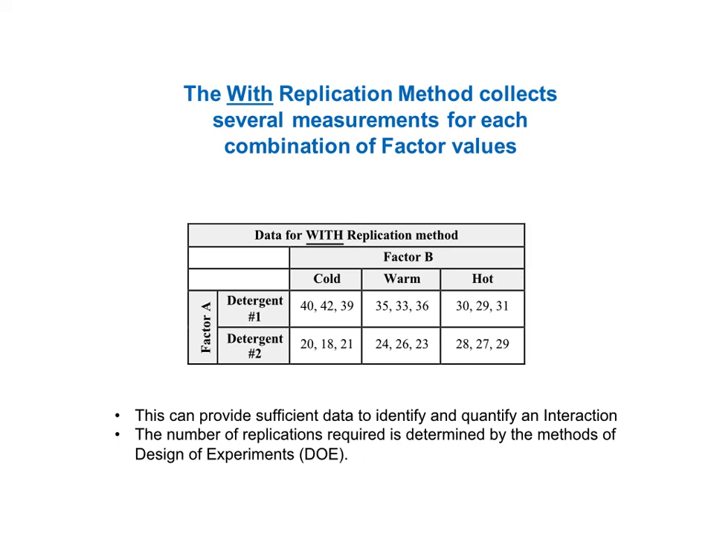The with replication method repeats, that is, replicates the experiment several times for each combination of A and B value. This table shows 3 measurements of Y have been collected for each combination of A and B data. That can provide sufficient data to identify and quantify an interaction. The number of replications required to achieve a specific level of accuracy is determined by the methods of design of experiments, or DOE. The book has a 3-part series of articles on DOE.